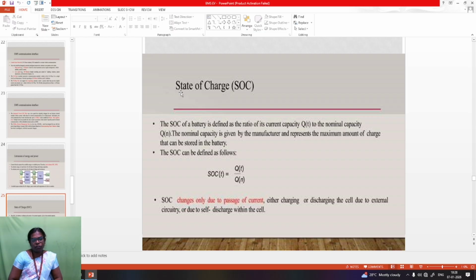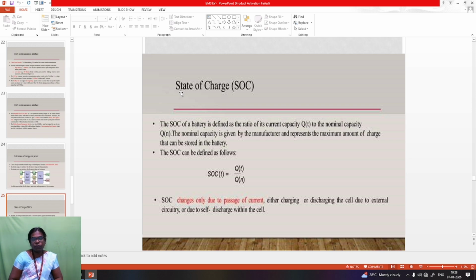How to find the state of charge? The state of charge of a battery is defined as the ratio of its current capacity to the nominal capacity. The nominal capacity is given by the manufacturer and represents the maximum amount of charge that can be stored in the battery. The SOC can be defined as follows: the formula of SOC is the current capacity over the nominal capacity. The SOC changes only due to passage of current, either charging or discharging the cell due to external circuitry, or due to self-discharge within the cell.